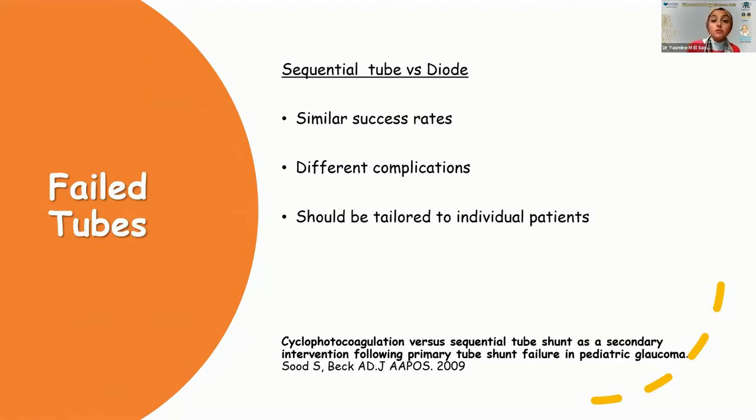Finally, what if the tube fails? You can either reimplant another tube in another quadrant or do a diode. When Beck and Sood compared the results of both options, they found that they were comparable. There were different complications in each group, and they recommended that we should tailor the treatment according to the individual patient.